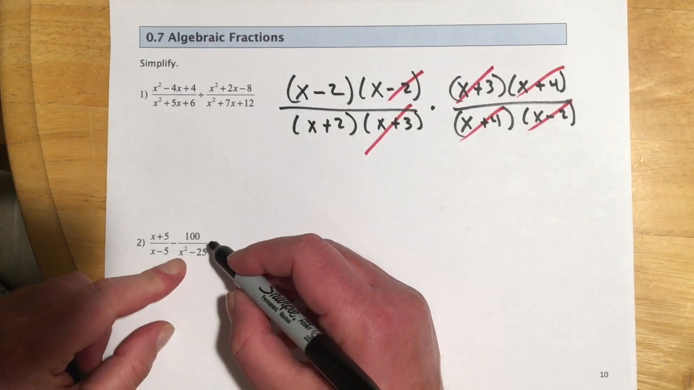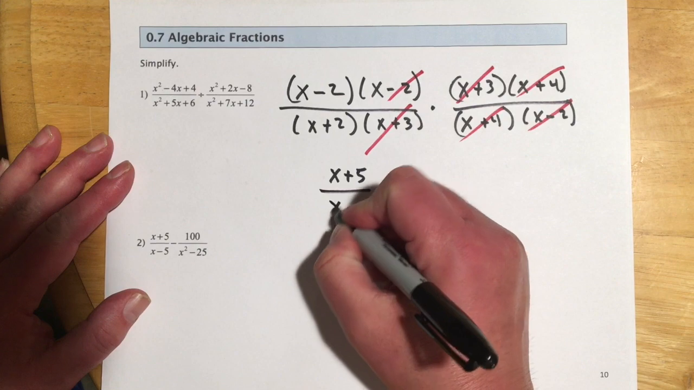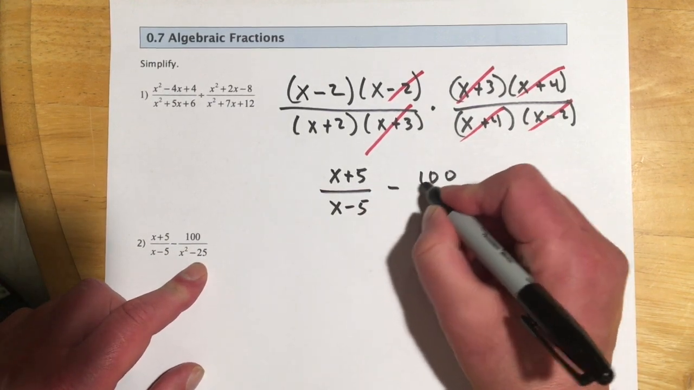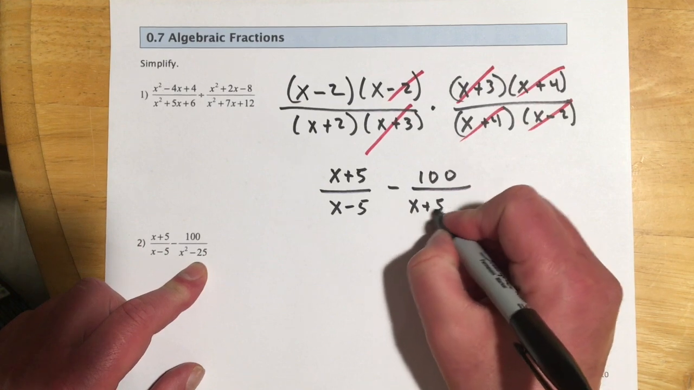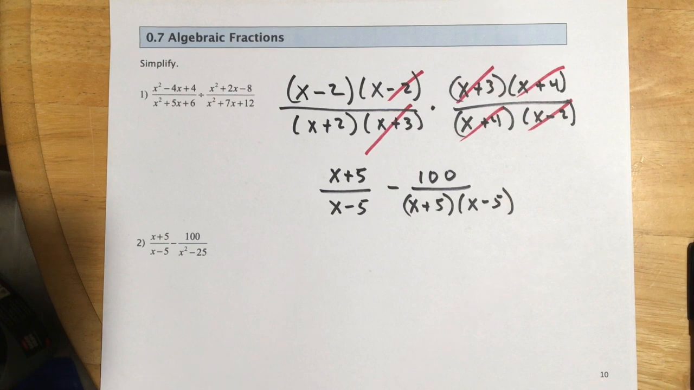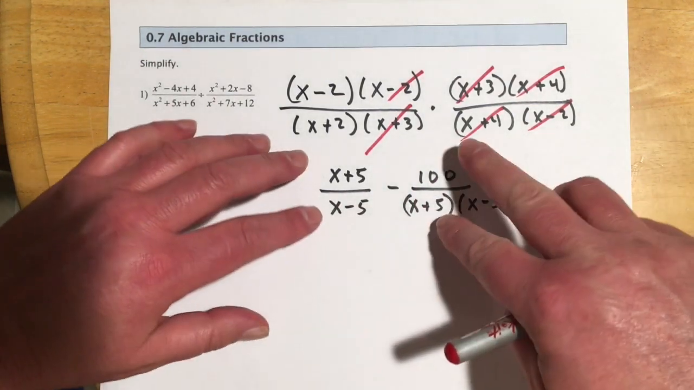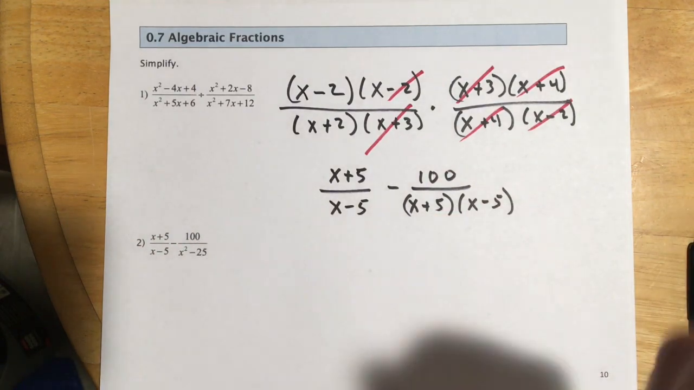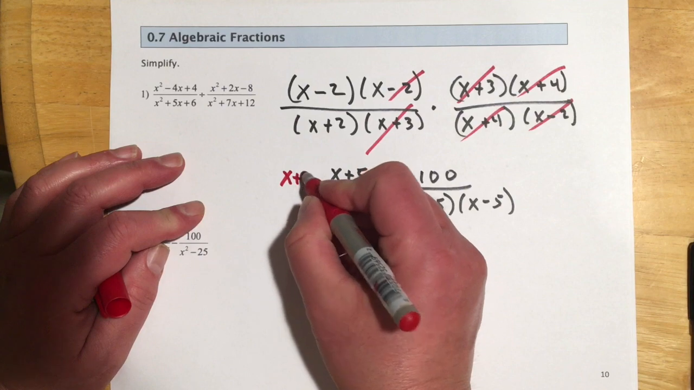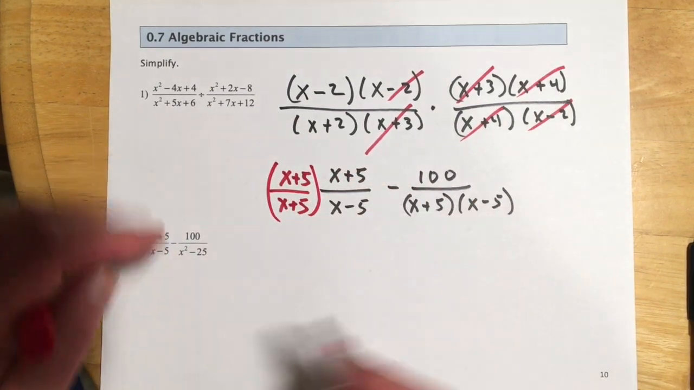Number 2, this is a subtract, so that's a little bit more involved. x plus 5, x minus 5. I'm going to factor the denominator. So x plus 5, x minus 5. And I need to make these the same, so whenever I add or subtract fractions, they have to have a common denominator. So this one would be jealous that that one has an x plus 5. So we're going to go x plus 5, x plus 5.